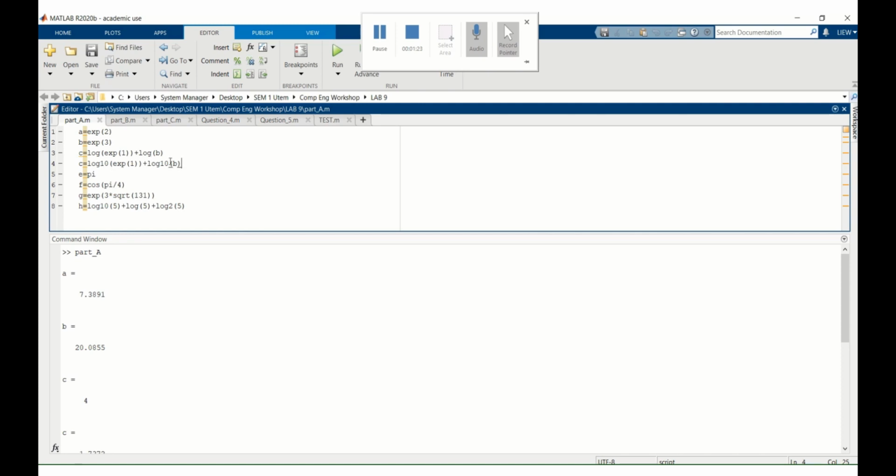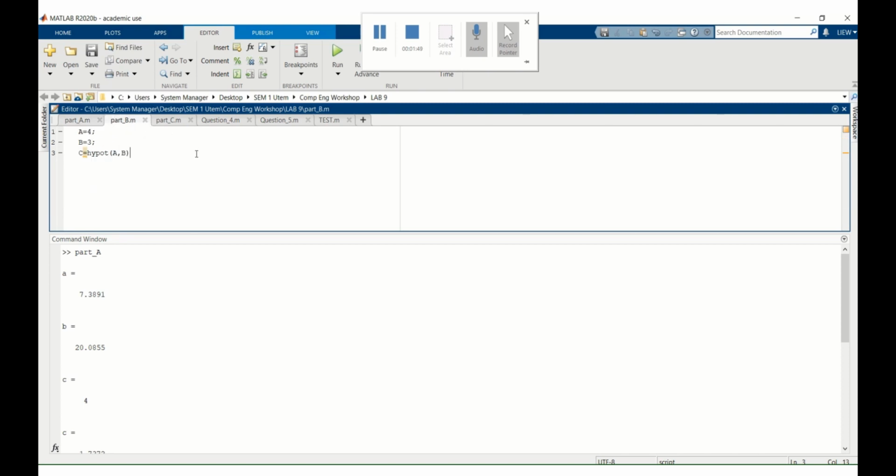So for another case, there is a log base 10. So we type the 10 after the log. It means the log of exponent base 10. For the value of pi, just type pi. And then sqrt is for square root, which is the third. So that's all from part A.